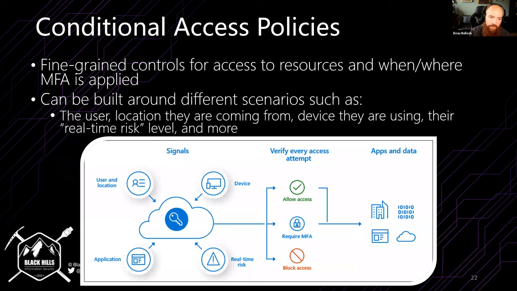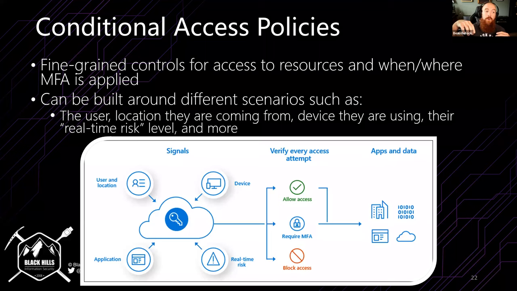So first off, what is conditional access anyway? These are fine-grained controls for creating access to resources and for deciding when and where MFA is applied. When you create a conditional access policy, you can apply it to users. You can apply it to the location they're logging in from, which could be something like an IP address. You can apply it to the device they're using, so that could be mobile devices, Android devices, iPhone, Windows, Mac. You can set the type of device. You can set the application they're logging in from or logging into, and then real-time risk. And you can say, all right, here's my C-suite user that's logging in from this IP address with this device, and I'm going to allow that single factor.